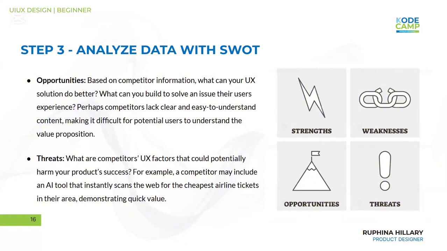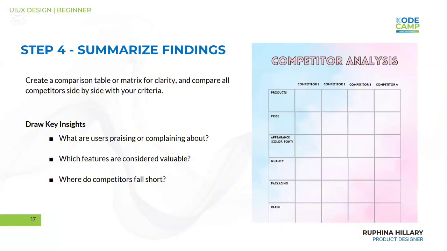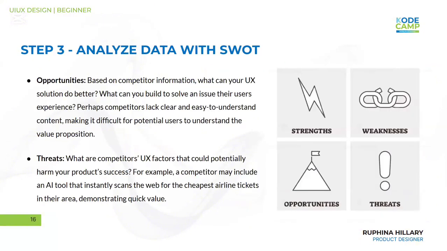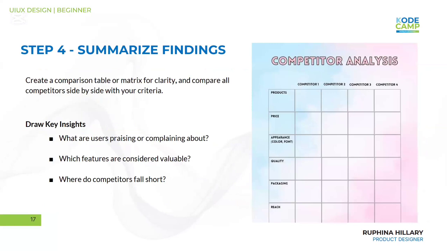So once you have the first step, identify your competitors. Second step, you document key factors such as their positioning and all that. Then the third step, analyze the data that you have gotten in step two using SWOT analysis. So there are also other methods of analyzing the data, but we'll get there eventually. So now the last step is to summarize your findings. Usually you can create a comparison table or a matrix for clarity and compare all competitors side by side with your criteria. So now if you look here, you see competitor one, competitor two, just create a table.